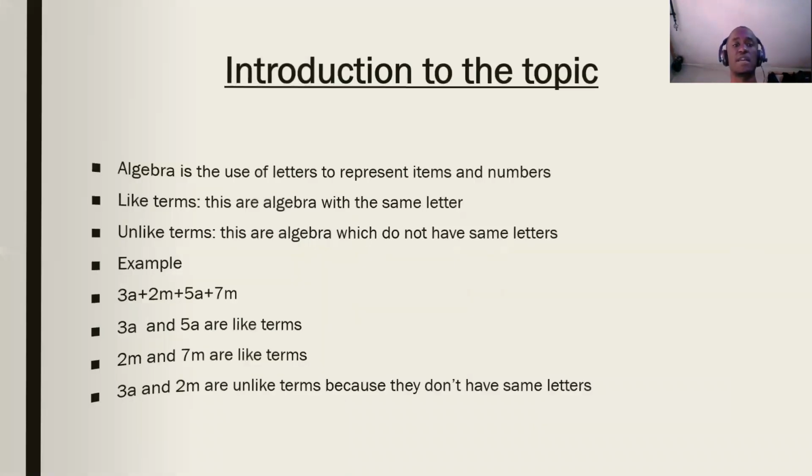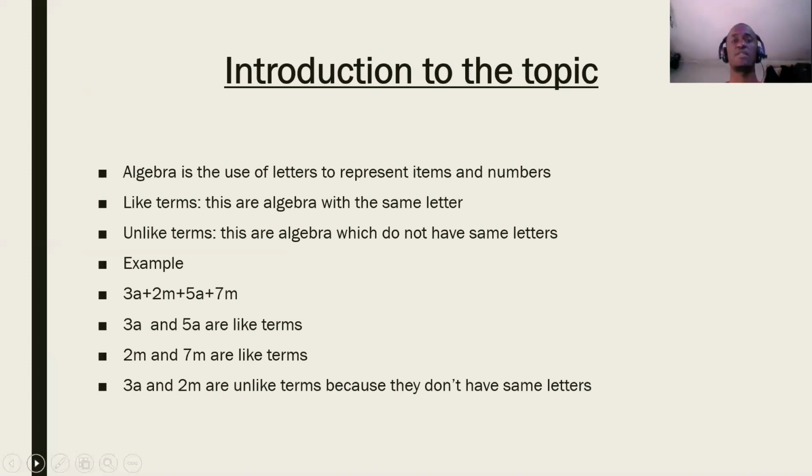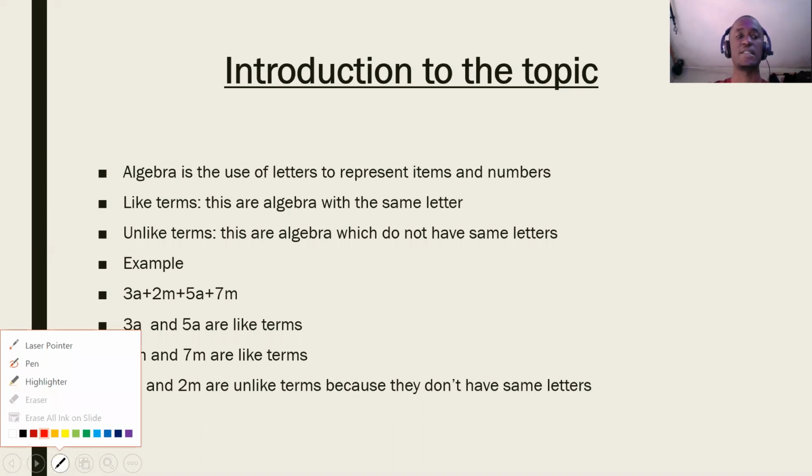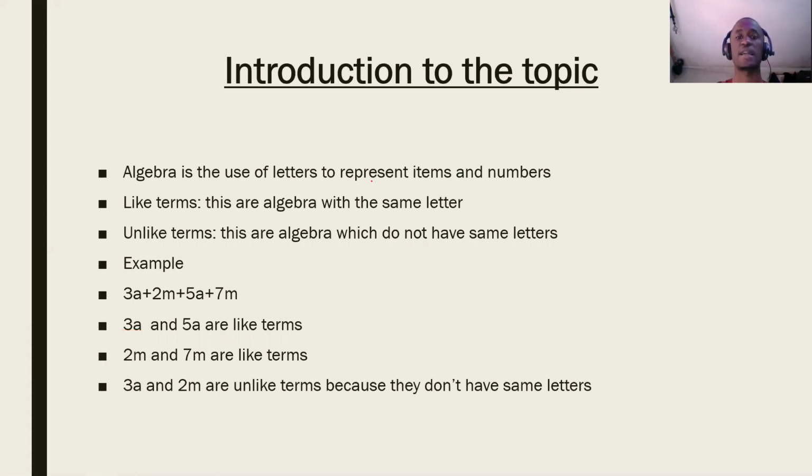Before we look at a few examples, there are some few things that you have to know. Under introduction to the topic, these are some of the things that you have to know as a learner. Number one, algebra is the use of letters to represent items and numbers. So if you have got items or numbers, you can represent them using letters.